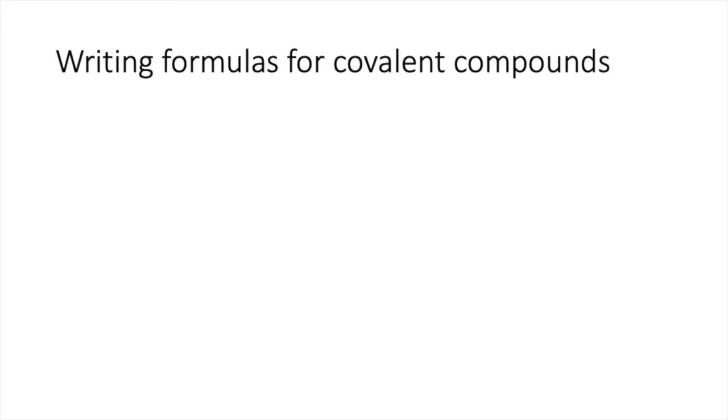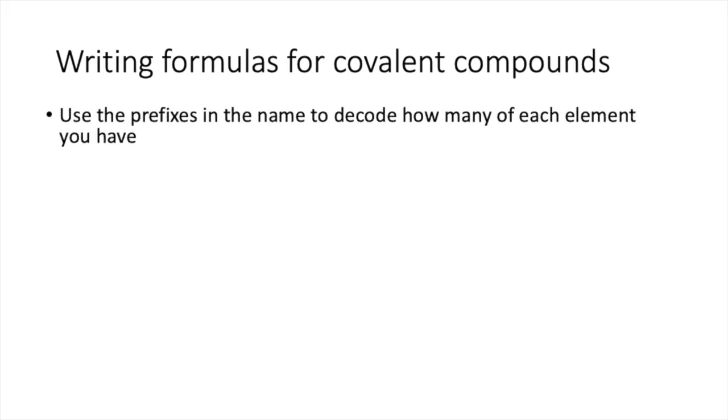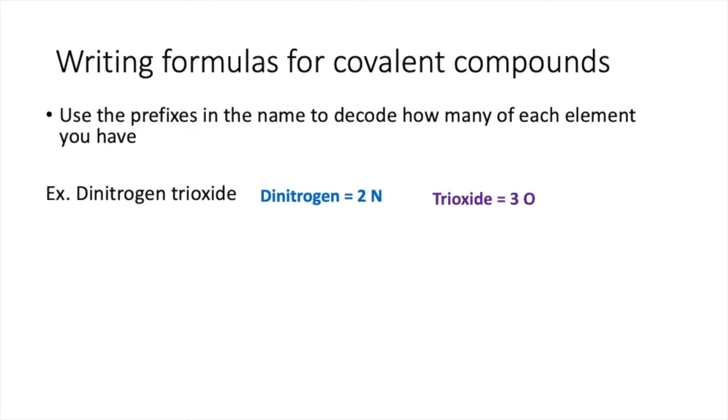This is my favorite thing to do because once you know what the formulas are for different elements, you don't even have to look at your periodic table anymore. You just use the prefixes in the name to decode how many of each element you have. So, for example, dinitrogen trioxide. You know that dinitrogen means you have 2 nitrogens. Trioxide means you have 3 oxygens. So your formula becomes N2O3.